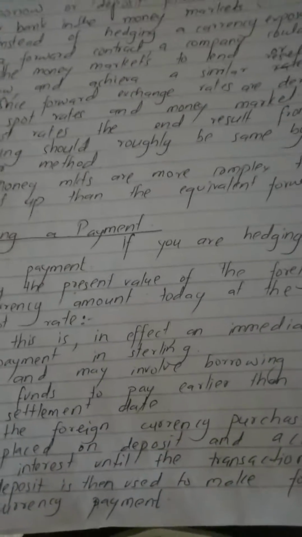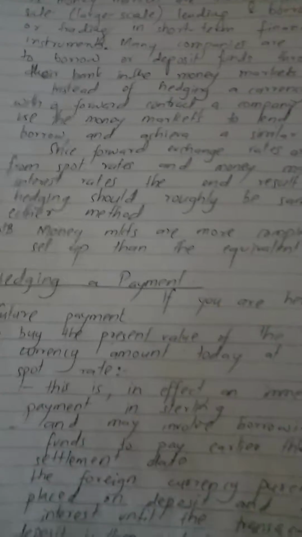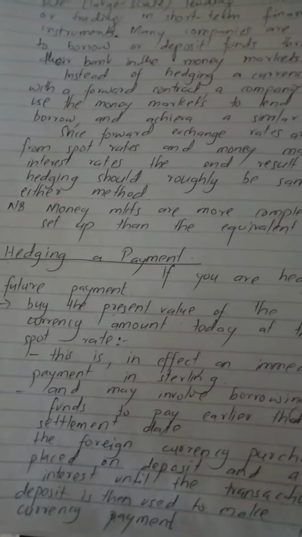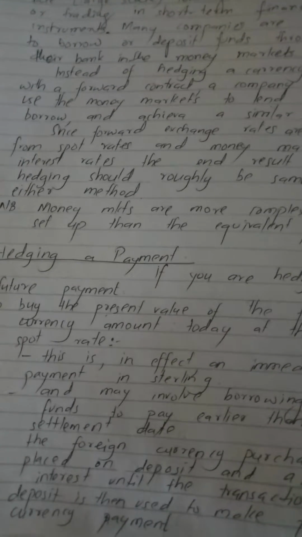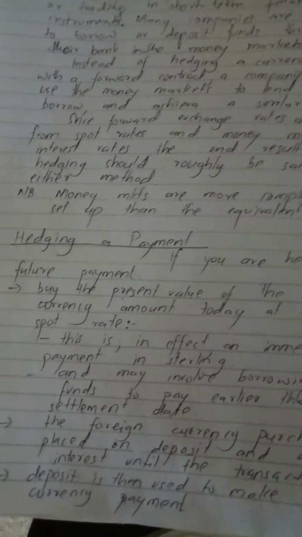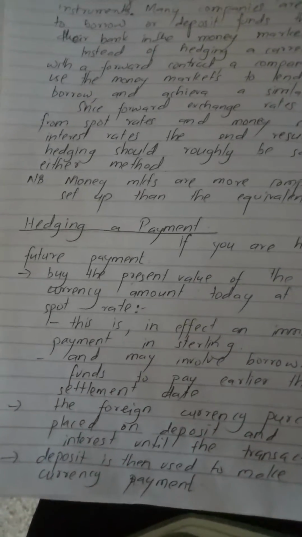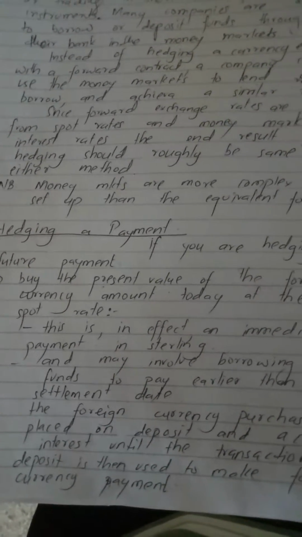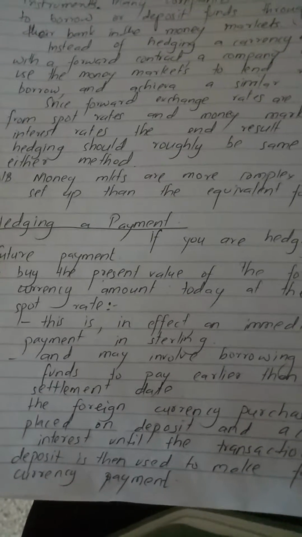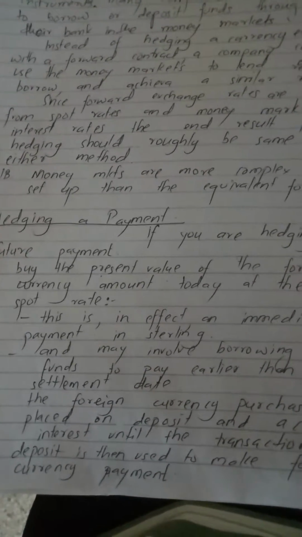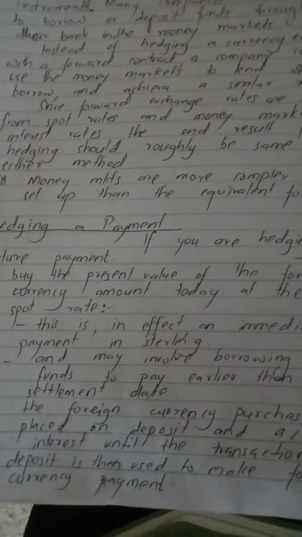Money markets are more complex to set up than the equivalent forward. Hedging a payment: you are hedging the future payment by the present value of the foreign currency amount today at the spot rate. This is in fact an immediate payment in sterling and may involve borrowing the funds to pay earlier than the settlement date. Now, the foreign currency purchase is placed on deposit and accrues interest until the transaction date. The deposit is then used to make the foreign currency payment.